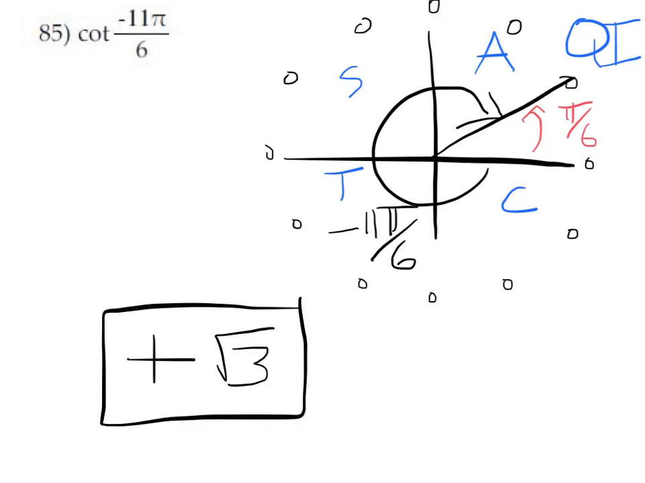That completes this problem. If you want a nice way to get cotangent, and you know the sine and cosine well, cotangent is cosine over sine. For the reference angle of pi sixths, cosine would be square root of 3 over 2. Sine would be 1 over 2. The 2's cancel. You get square root of 3 over 1. That's square root of 3.